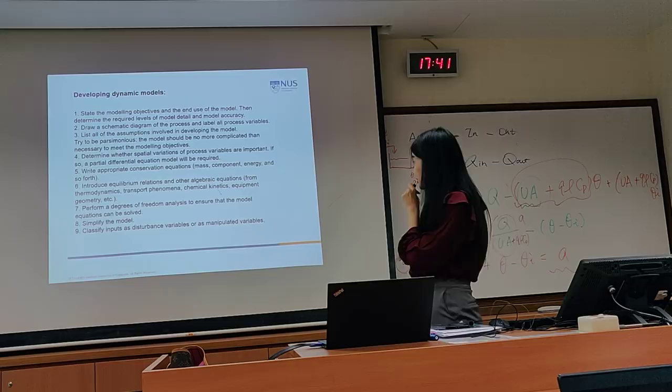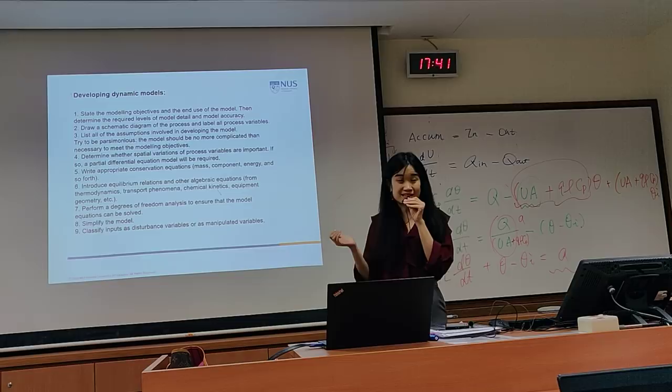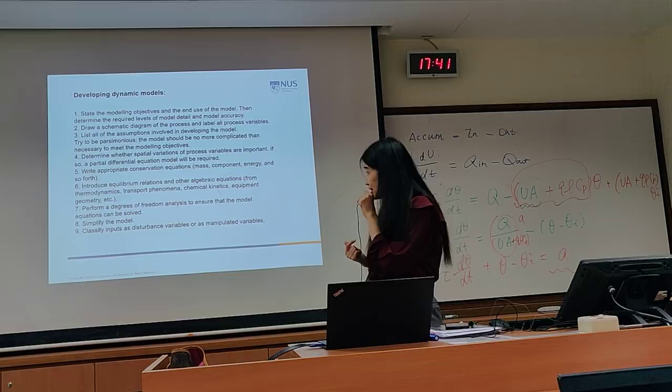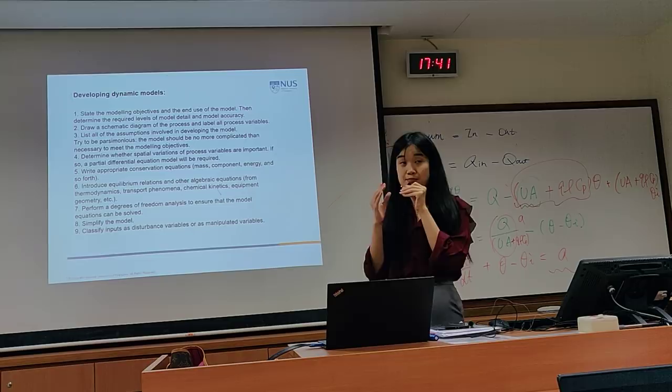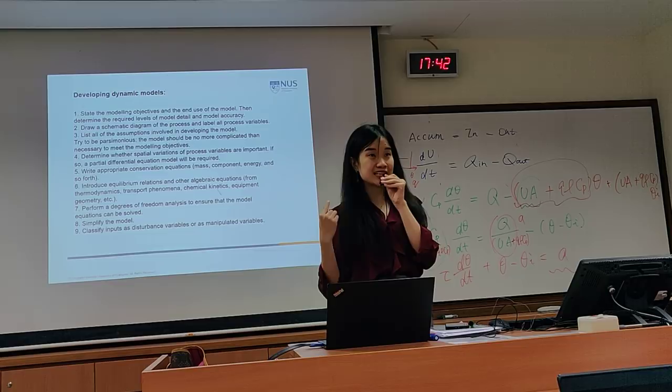And finally, you can do the degree of freedom analysis to make sure the process model works. Otherwise, if you write something wrong, you will have a negative degree of freedom. It won't work for you. And then simplify the model like we did, to define the coefficients in a consistent way. And finally, the last important step is to classify the inputs as either disturbance variables or manipulated variables you can change. Based on these, we will further use the model for our control system design.